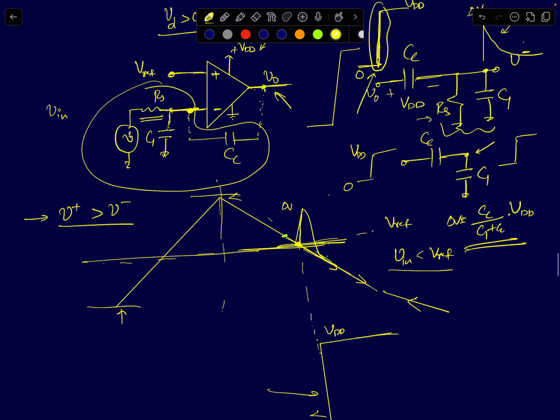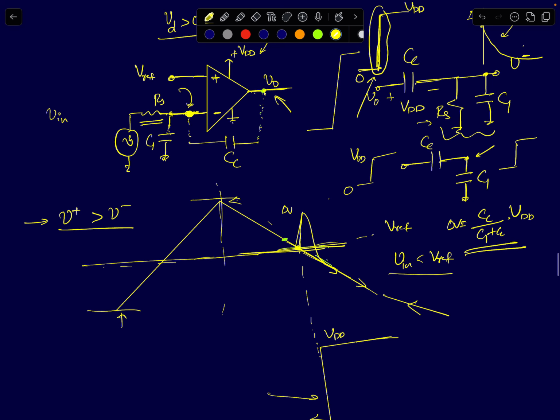Once it goes down to 0, the inverting terminal will follow the input signal itself. So at the inverting terminal, there are two voltages that are trying to determine its node voltage. One is the input signal, which is connected to the source resistance, and the other is the output signal, which is connected through a coupling capacitor Cc. There is no DC path, but there is a transient path due to a coupling capacitor between the input and the output.